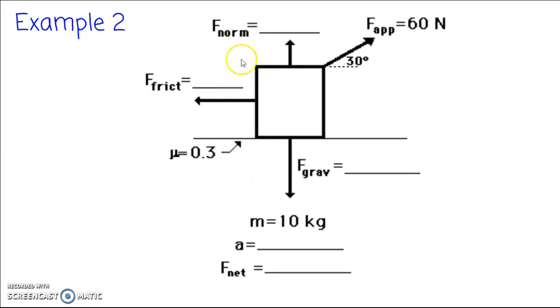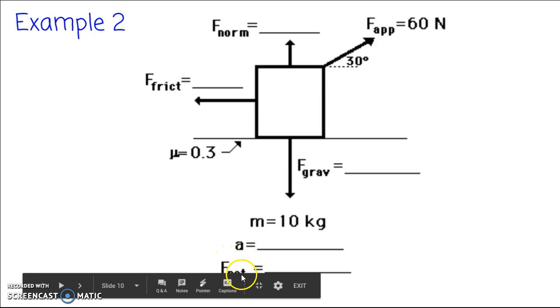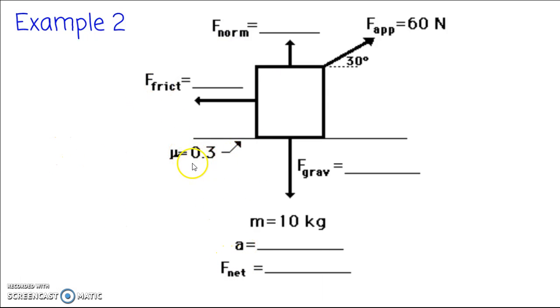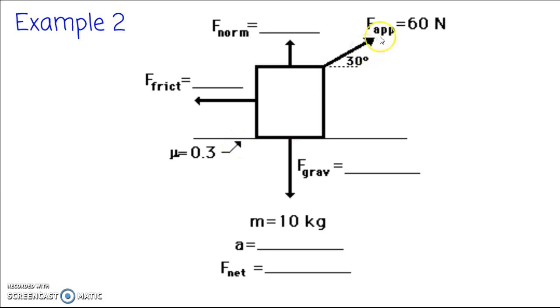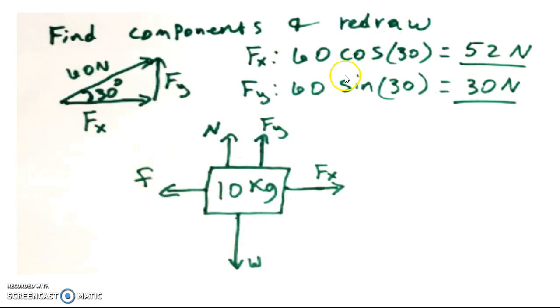On this one, we're going to actually have to find an acceleration and a net force, so not moving at a constant speed. You notice I gave you a mu here. What this does is tell you the coefficient of friction between the surface and the box is 0.3. So we're going to do the same thing. This is the diagram, but you want to break it up into components.